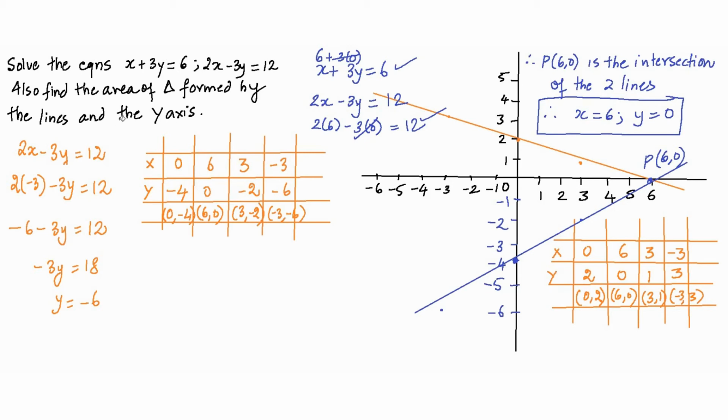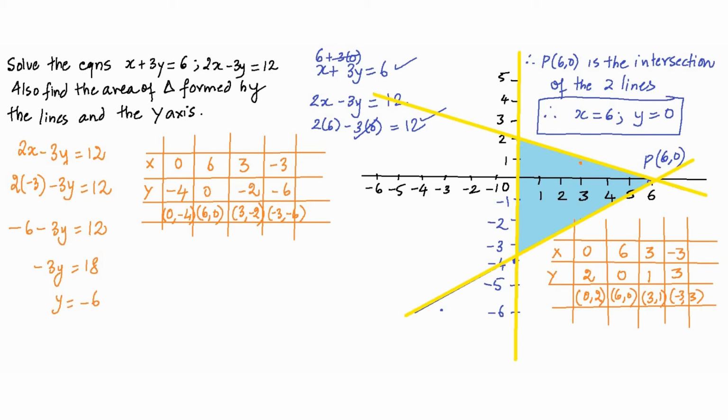Now they have asked me to also find the area of the triangle formed by the lines and the y-axis. So let us quickly darken our lines. One line was like this. The other line is right over here. And then you have the y-axis. The y-axis is this line. The triangle that is getting formed, if you carefully notice, is this triangle. This is the triangle that they are talking about. So we need to find the area of this particular triangle.